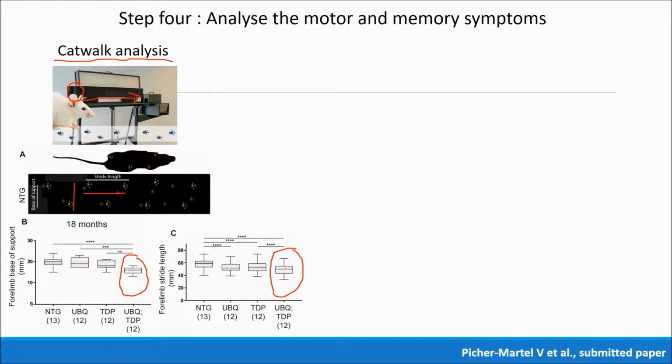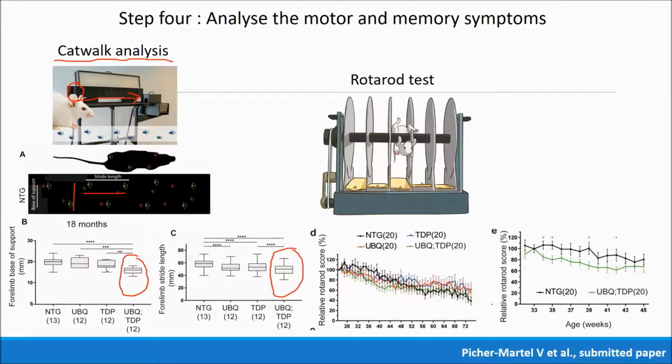So they have difficulty walking and extending their legs. We also use the Rotarod test. This test is a classical test that we use in ALS. We basically put the mice on a bar and we measure the time it takes before they fall down, because the bar is running faster and faster.